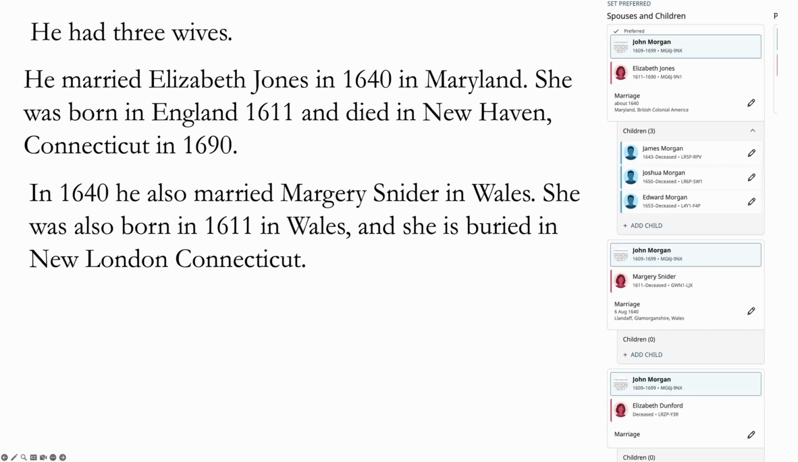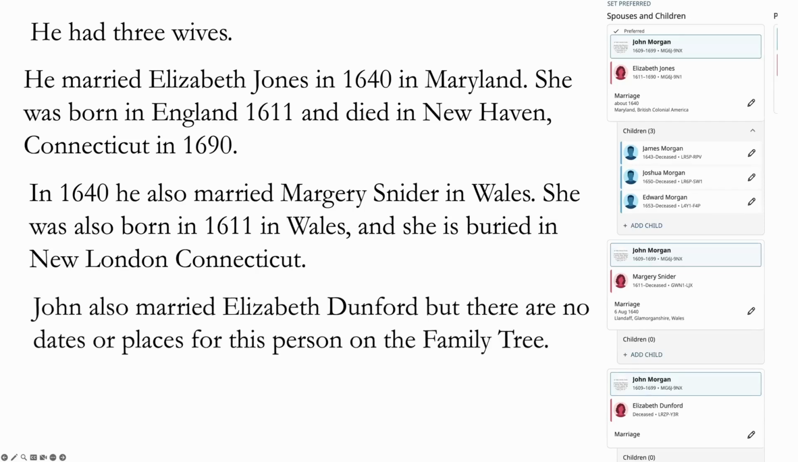And when you're talking about going from New Haven, Connecticut to Virginia, that is a much further distance than Thomas Jefferson's journey. John also married Elizabeth Dunford, but there are no dates or places for this person on the family tree. Well, I have to admit that when I went back yesterday to look at the information that I'd done for this presentation, because I do them a little bit earlier than that, somebody had already taken off these 2 marriages, so they vanished. I would have done that if I had not used this for an example.